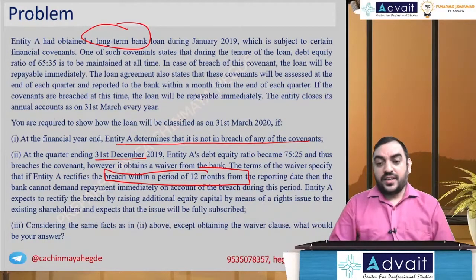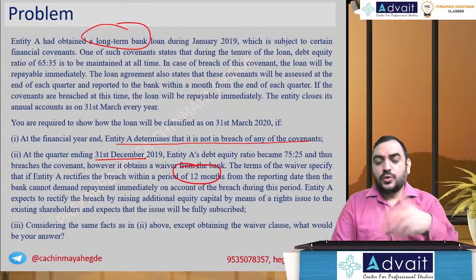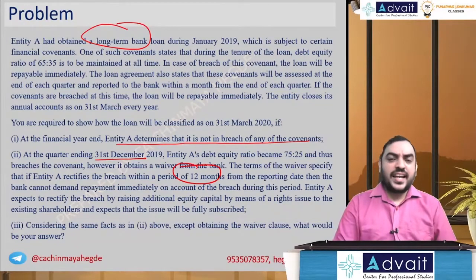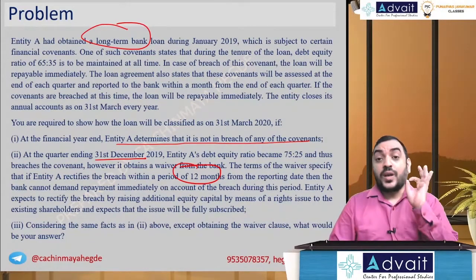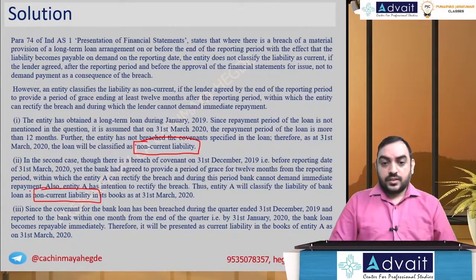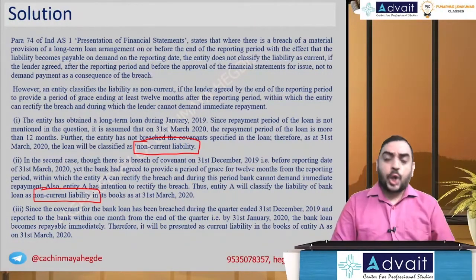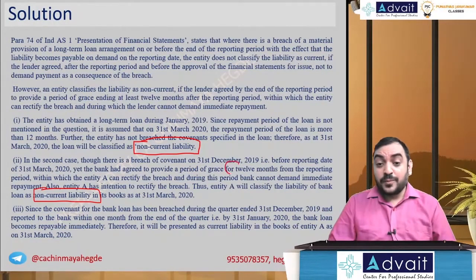So you have a grace period here. And what is a grace period? You have a grace period of 12 months, or more. We should understand it like that. So since a grace period of 12 months is given, we will be classifying it as a non-current liability. Also, of course, they want to rectify the breach. That means all the facts indicate they want to continue it as a long-term loan. So it's a non-current liability because the grace period is of 12 months. If it was an 11 months grace period, then it would have been only a current classification.